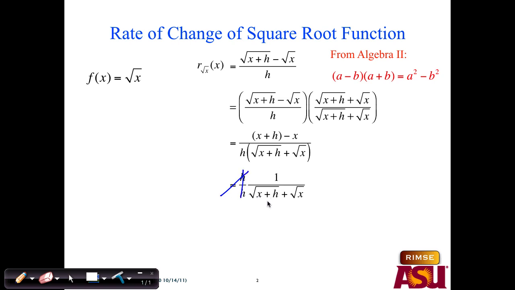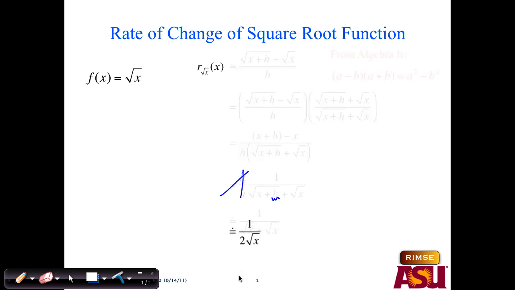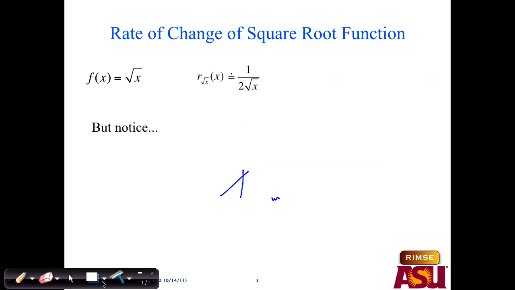And with that 1 over the square root of x plus h plus the square root of x, if h is essentially 0, this whole expression becomes essentially 1 over the square root of x plus the square root of x, which is 1 over 2 times the square root of x. So if we imagine h essentially 0, we can simplify, let me clear this off. There you go. Simplify our rate of change function to that.